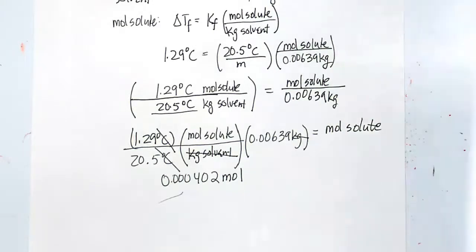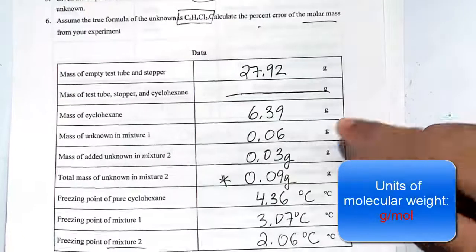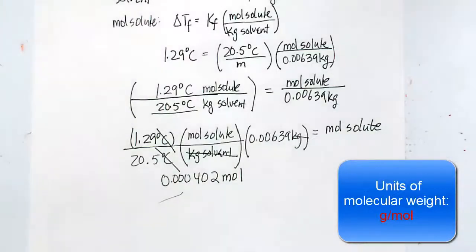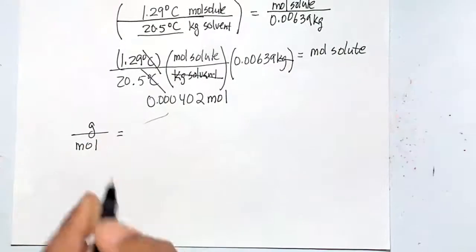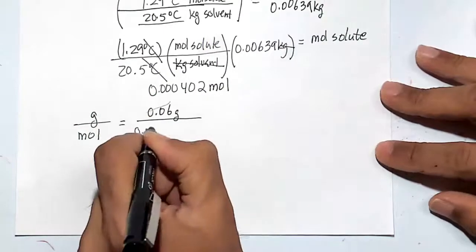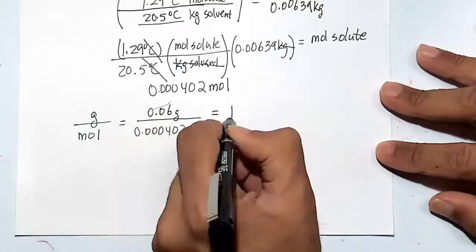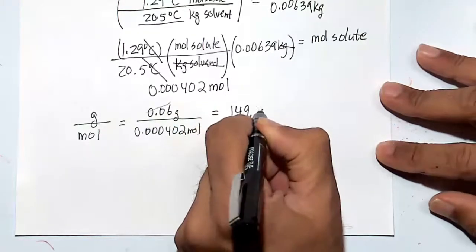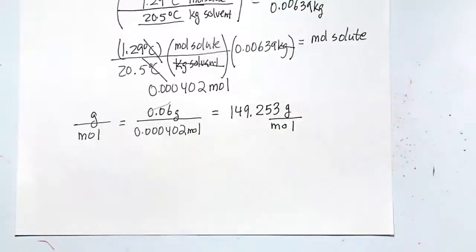We do that because initially in mixture 1, we weighed out 0.06 grams. The units of molecular weight are grams per mole. So this is for mixture 1, we weighed out 0.06 grams, divided by how many moles we got from our calculation. Doing this on our calculator, I'm getting an answer for our postulated molecular weight of the unknown to be 149. Let's keep some extra digits here, grams per mole. So that will be the answer to our data table for our postulated molecular weight.